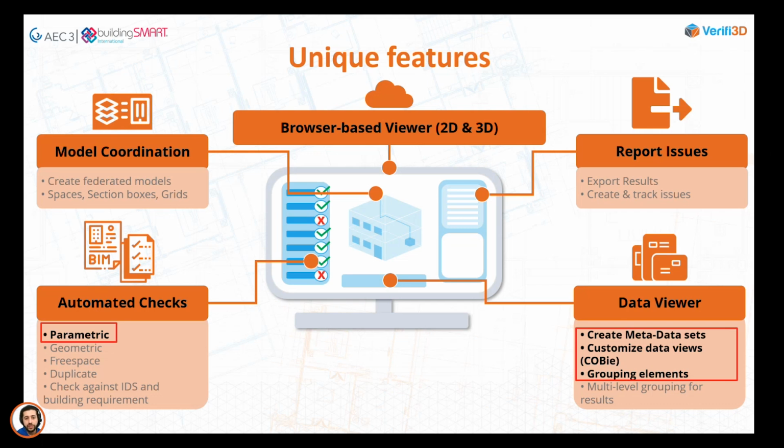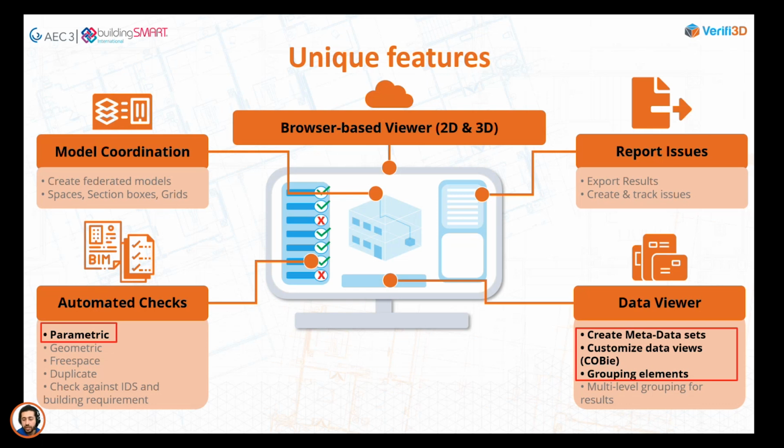Now, the features of Verifi3D is that it is a browser-based model checker. It has model coordination, model checking features where you can create different federated models, because it supports different file formats. So you're not only working with Revit, but you're also working with IFC, DWG files. You have different types of checks. So you have the geometric checks, free space, and all of that. But for this webinar, we're focusing on the parametric check.